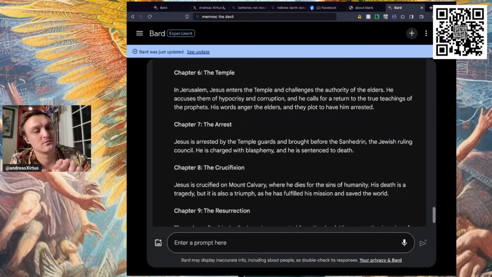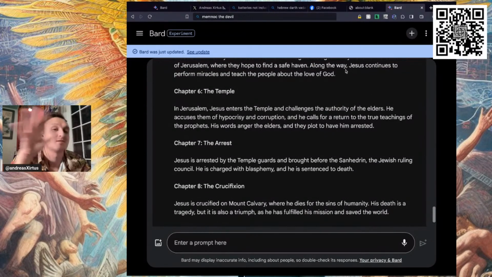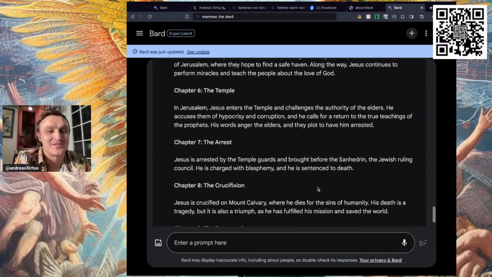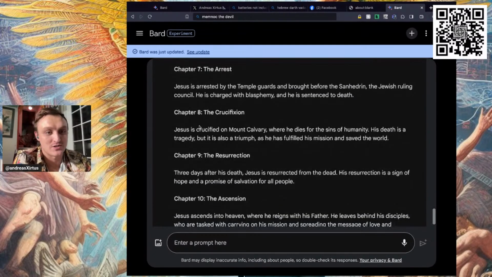Let me just point out the temple in Jerusalem. You could say it's like Abraham, because it's bigger, it's less terrestrial. In Jerusalem, Jesus enters the temple and challenges the authority of the elders, where he accuses them of hypocrisy and corruption. And this is like, he's seven, by the way, and he calls for a return to the true teachings of the prophets. His words anger the elders, and they plot to have him arrested. Jesus is arrested by the temple guards and brought before the Sanhedrin, the Jewish ruling council. He is charged with blasphemy and sentenced to death by crucifixion. Jesus is crucified on Mount Calvary.